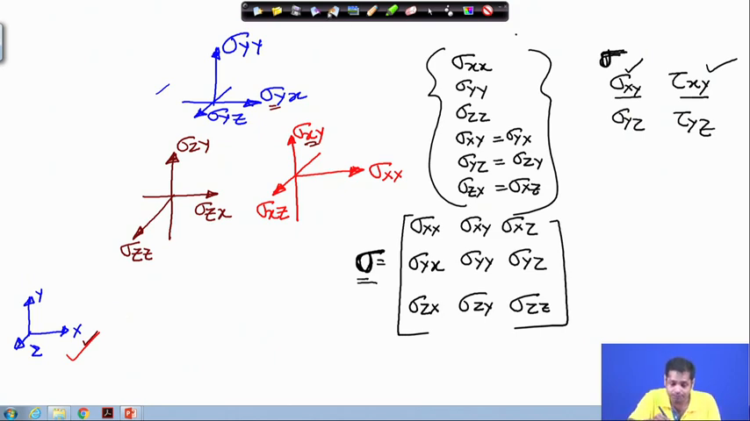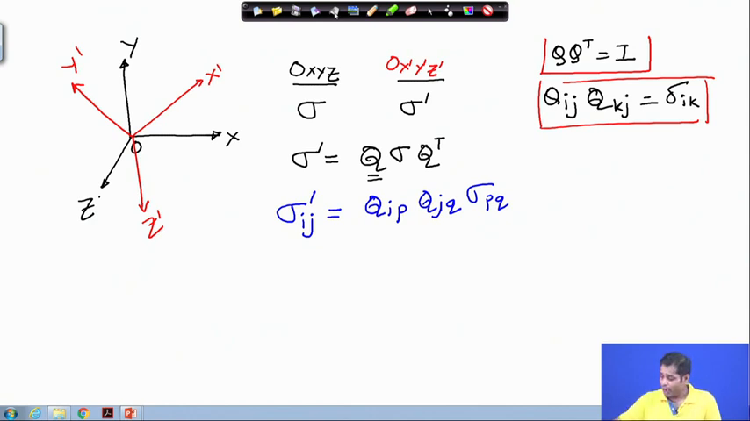Okay. Now, it is very important when we say stress at a point, either graphically or in a tensor form. When you write stress at a point, it is very important to mention that stress is represented with respect to which coordinate. If you change the coordinate, the components of that tensor will be different.